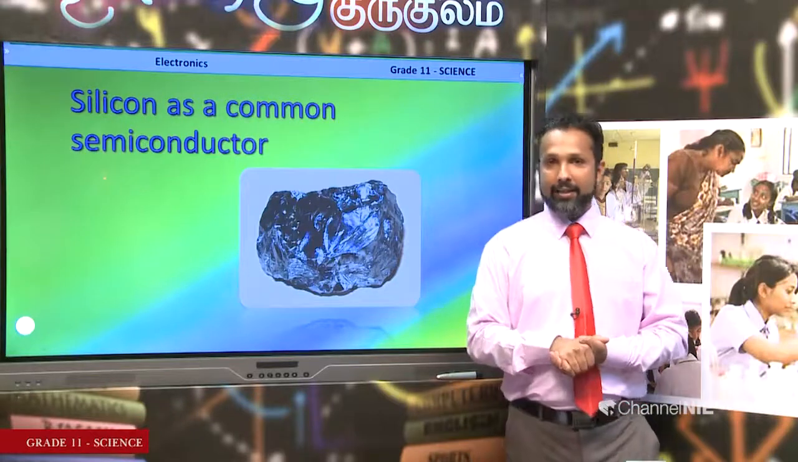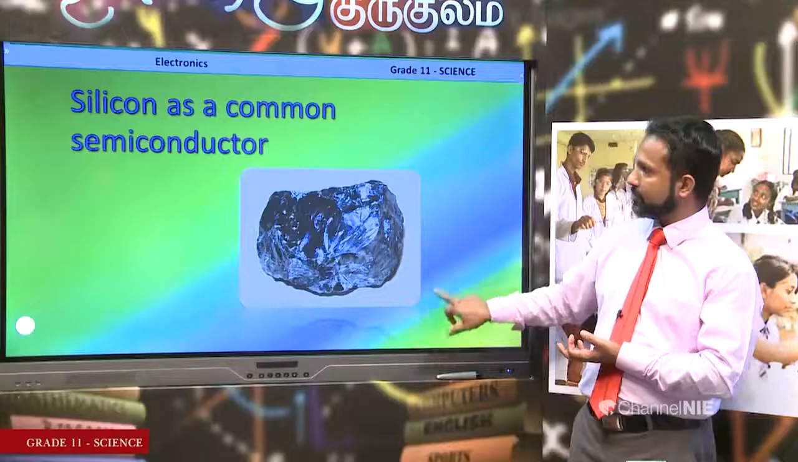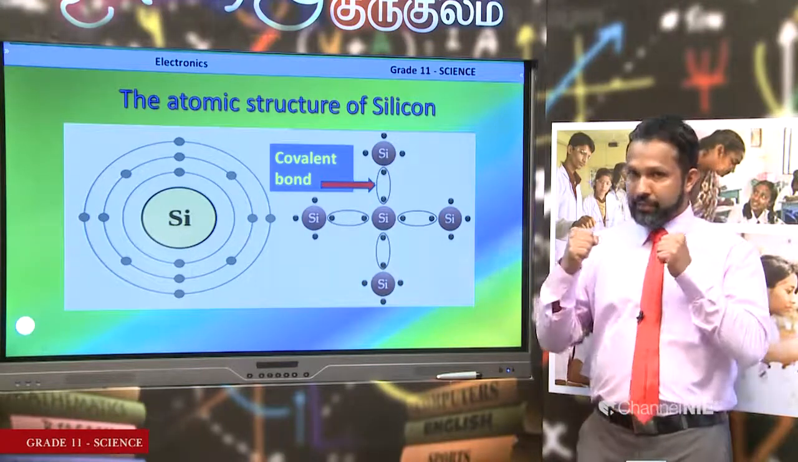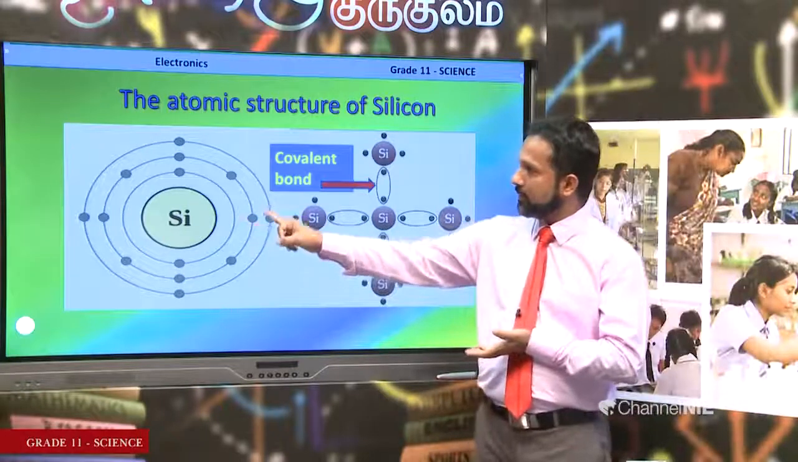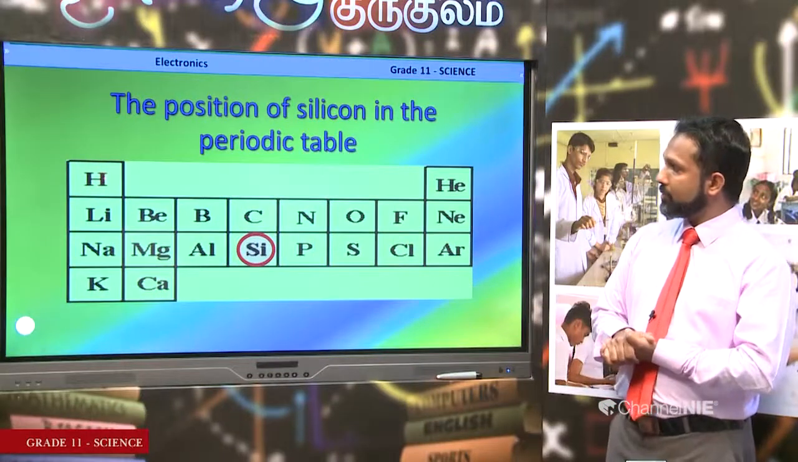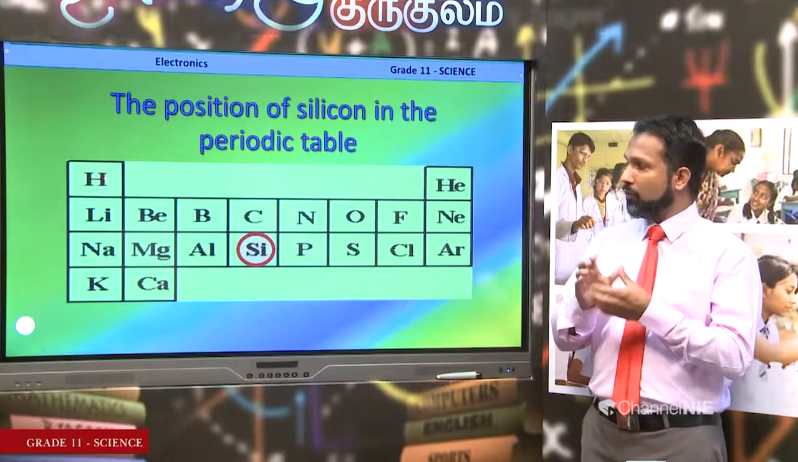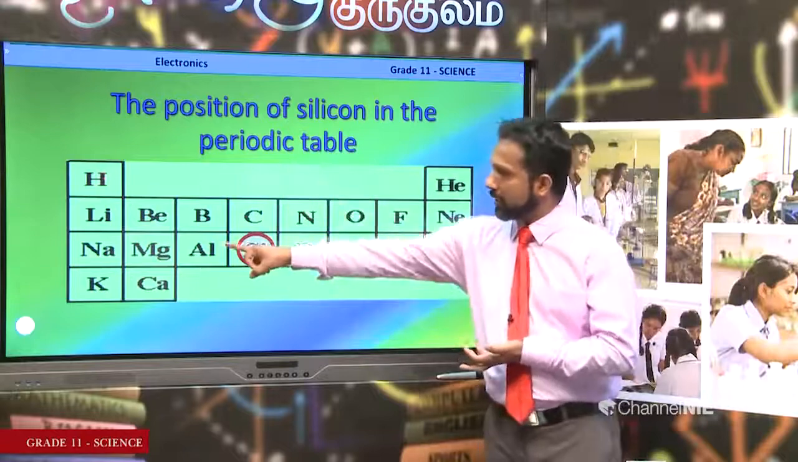Now, let us focus our attention on silicon. You know, silicon is an element belonging to the fourth group in the periodic table. You can see a picture of silicon. Then we can realize the atomic structure of silicon. Silicon contains 14 electrons. In the outermost shell, there are 4 electrons. This is the structure of a silicon lattice. Each and every silicon atom forms covalent bonds with nearby silicon atoms. Through this periodic table, we can further realize the exact position of silicon in the periodic table. This is the fourth group, third period.